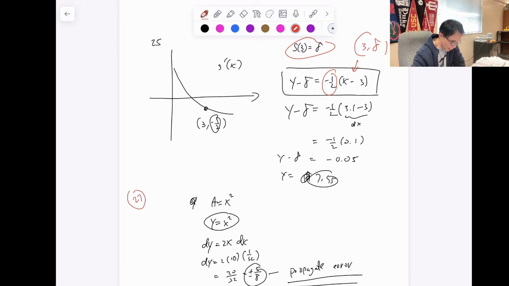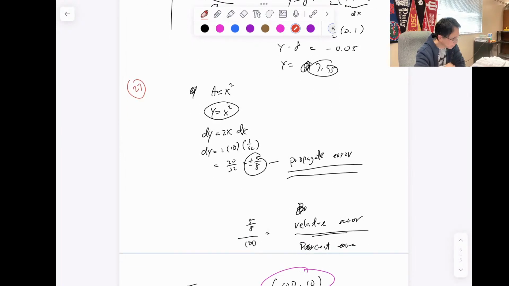Question 27 is right here. y equals x squared, dy equals 2x dx. Why is it x squared? Because the area of a tile is x squared, x times x. It's a square tile. And then you just do 2 times 10, and then it's going to be plus or minus 5 or 8.